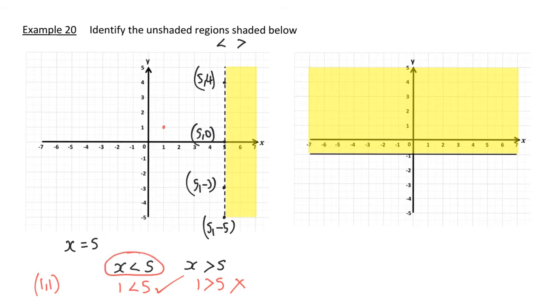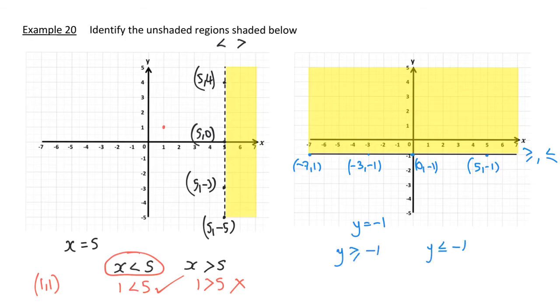Second example then, what we can see again is it's a solid line, so that means it's going to be more than or equal to or less than or equal to. This is a horizontal line, so if we look at the coordinates, we've got minus 3, minus 1, 0, minus 1, and 5, minus 1. So all the y values are minus 1, so the horizontal line is y equals minus 1, but because it's an inequality, we're going to have y is more than or equal to minus 1, or y is less than or equal to minus 1.